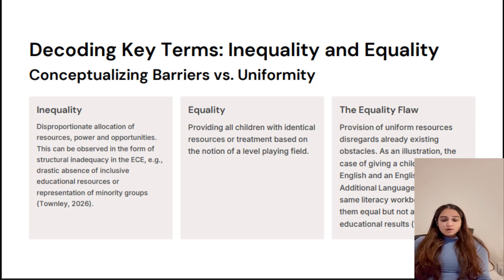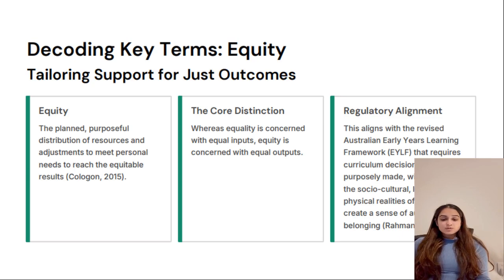I'm going to talk about decoding key term equity in my slide 4. This brings us to our third core term, equity. Equity is the deliberate targeted allocation of resources and modifications based explicitly on individuals' needs to achieve fair outcomes. The core distinction here is that while equality focuses on uniform inputs, equity targets fair outputs.